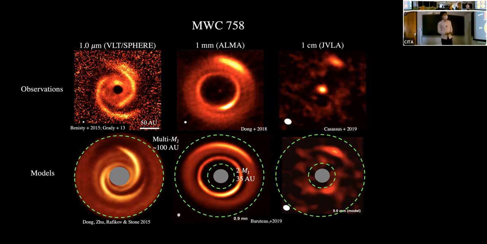However, only the northern vortex is good at collecting centimeter-sized particles, which is why it has a centimeter emission cloud counterpart. The southern vortex is already in the process of decaying, so it doesn't trap centimeter-sized particles as well, which is why we don't have a counterpart in JVLA observations.